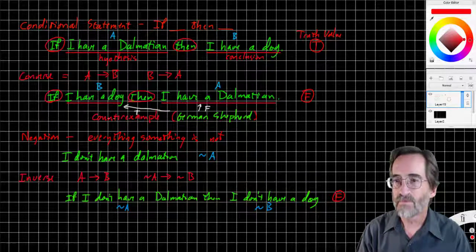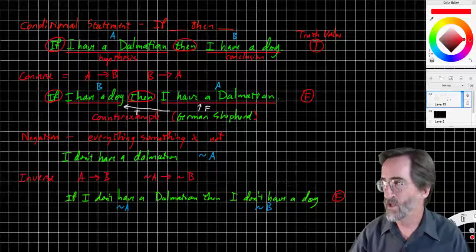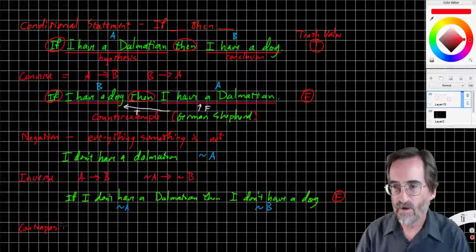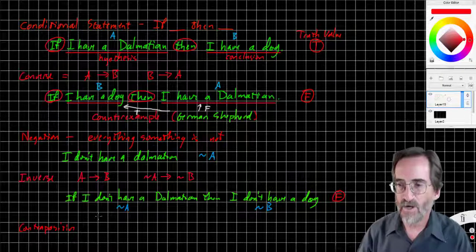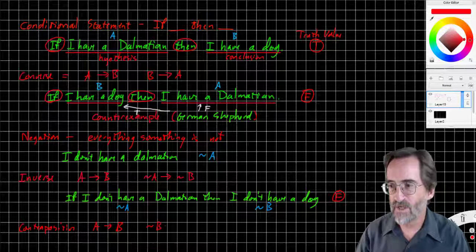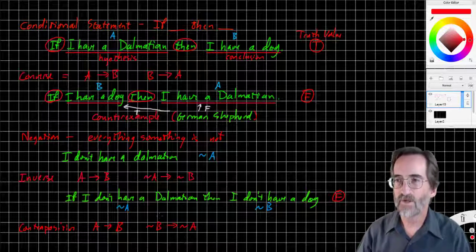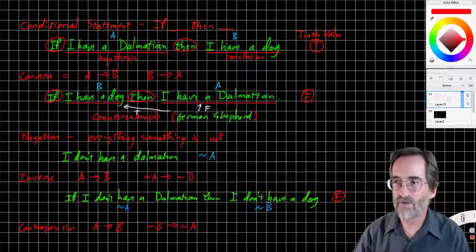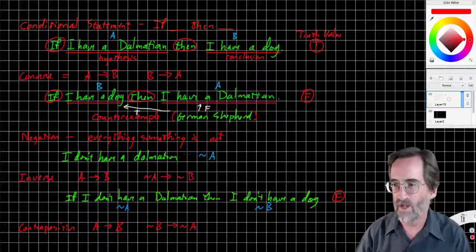And the counterexample of German Shepherd demonstrates that it is false. Okay? All right, there's one more word we need, so we're almost there. And that is contrapositive. Start with the conditional statement A implies B. If A, then B. The contrapositive switches and negates. Not B implies not A. Think about it. If I have a Dalmatian, then I have a dog becomes, if I don't have a dog, then I don't have a Dalmatian.